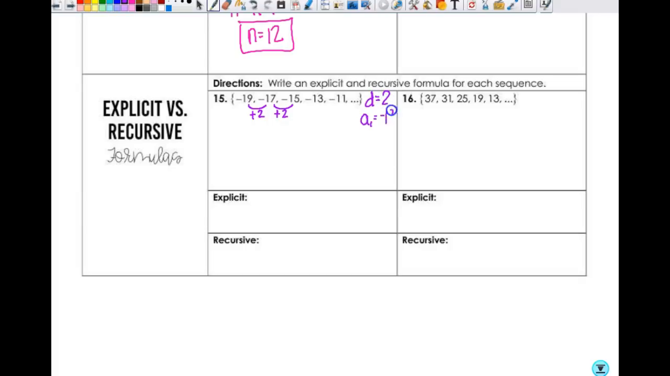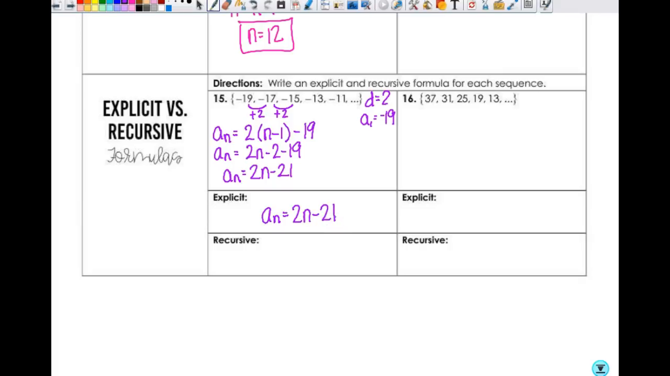A1 is equal to negative 19, right? So A sub N is equal to D, which is 2, times N minus 1, plus A1, or just minus 19. So AN is equal to 2N minus 2 minus 19. So AN is equal to 2N minus 21. So think about, is that your recursive or your explicit formula? That is your explicit one. So this is AN is equal to 2N minus 21.